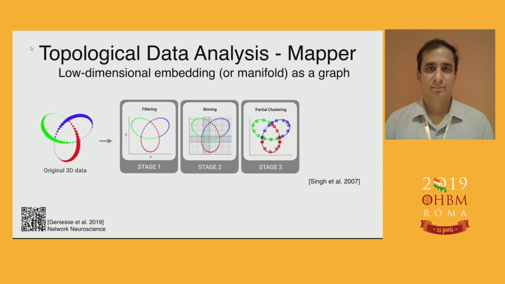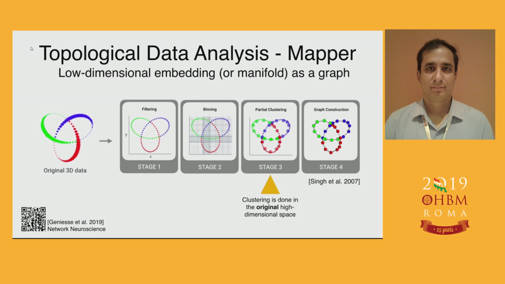So we bin this two-dimensional space into overlapping bins, and then we do partial clustering. So we essentially want to compress the representation, but not by averaging, just to compress the representation itself. We cluster the points within each of these bins to create those bigger nodes. And then, because there is overlap between the bins, whichever nodes share points get connected by an edge. So essentially what we do is we go from the three-dimensional data to a graph construction.